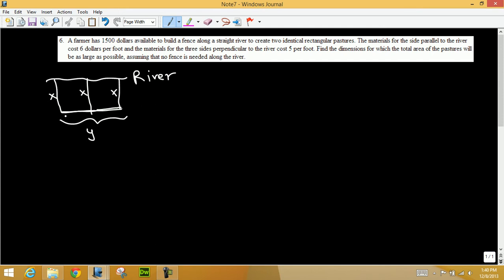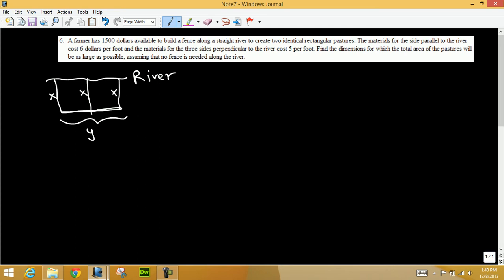So the cost for this side is $6 times y, 6y. So the cost of this fence is 6y, and the cost of this side is $5 per foot, so 5x, another 5x, another 5x, so 15x plus 6y. So the total cost is $1,500. That's the dollars available funding.